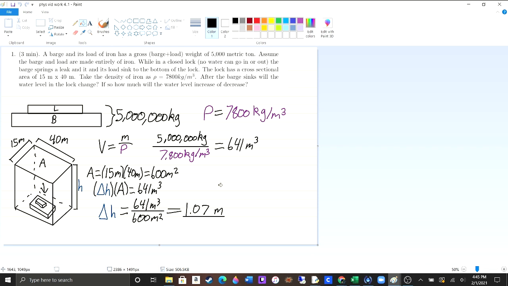And we know that it's rising because there is now more volume underneath the surface. So it goes up by 1.07 meters. So that is how you do problem number 1.